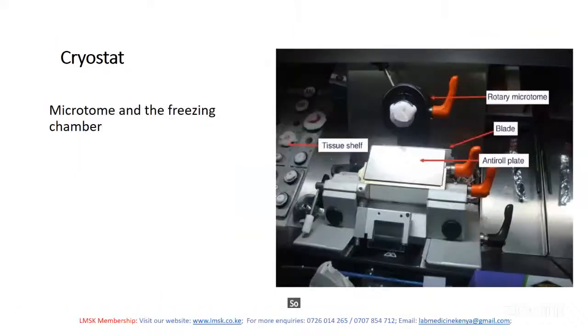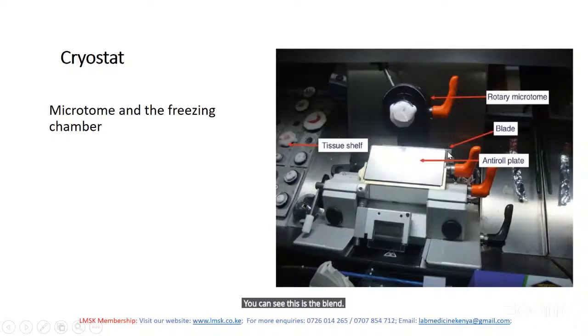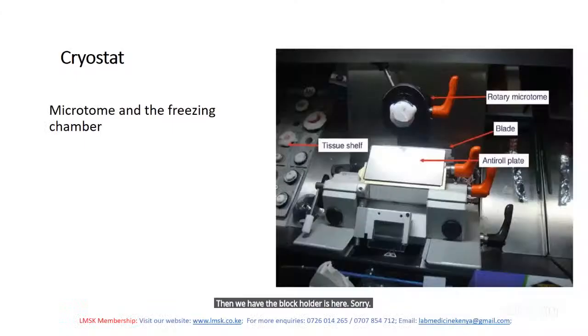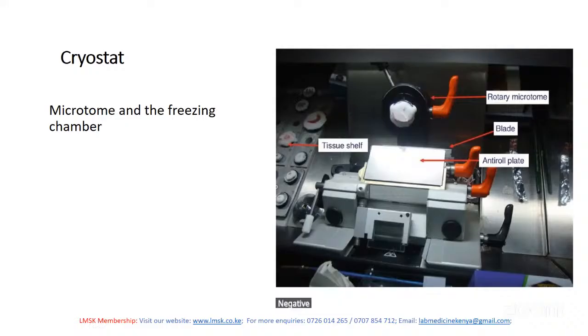So this is how the microtome looks, the cryostat looks inside. You can see this is just the microtome here. You have the anti-roll plate here. You can see this is the blade. The blade is here, the normal microtome blade. Then we have the block holder here, holding a block. This one is the freezing unit here, the freezing chamber. This is the freezing chamber. Once the temperatures are very low, -20 to -30.